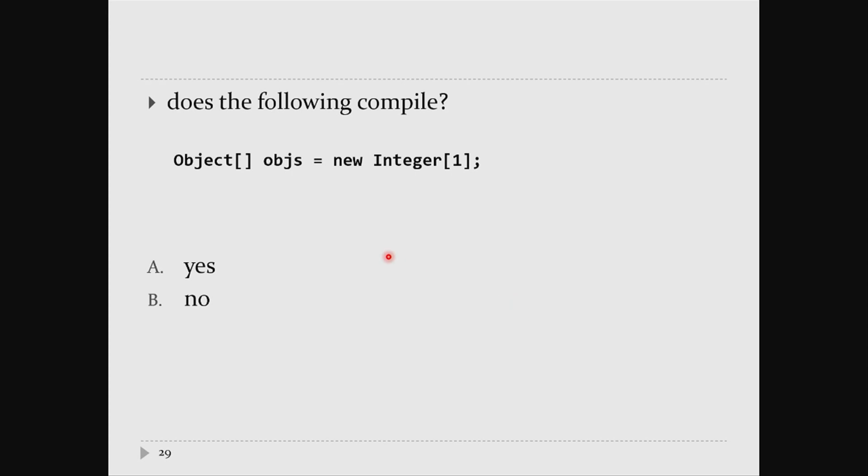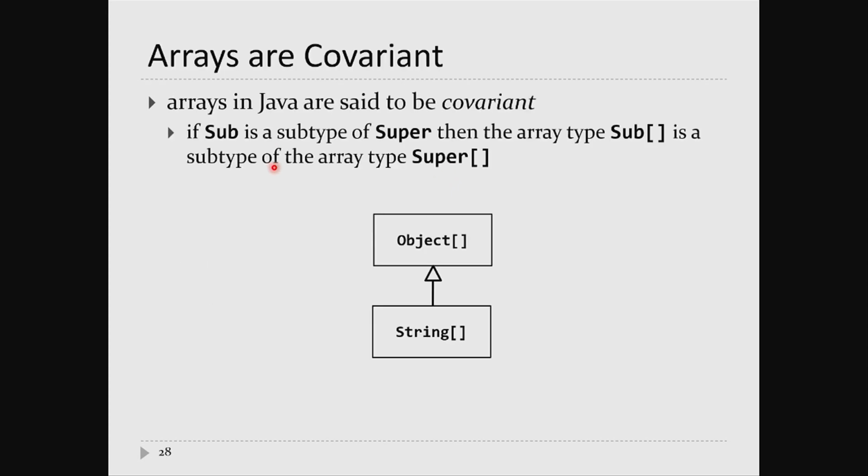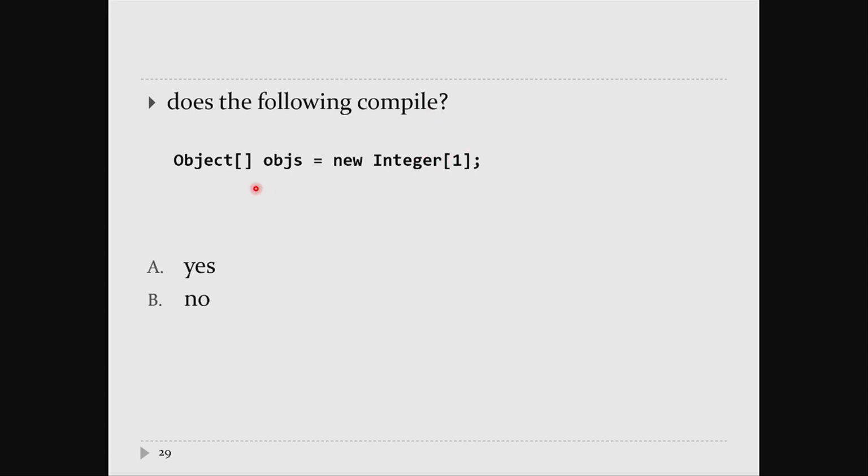So for example, does that compile? If I make an array of Object, can I store an array of Integer in that field? Well, you go back here and you say, that's substitutable for that. So that's definitely substitutable for that. So the answer is yes, that actually works.